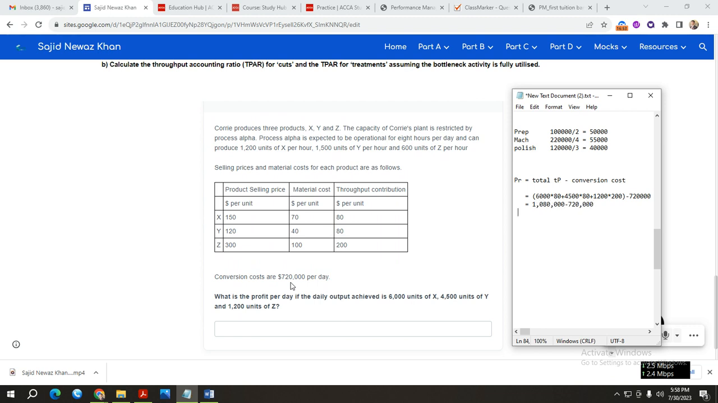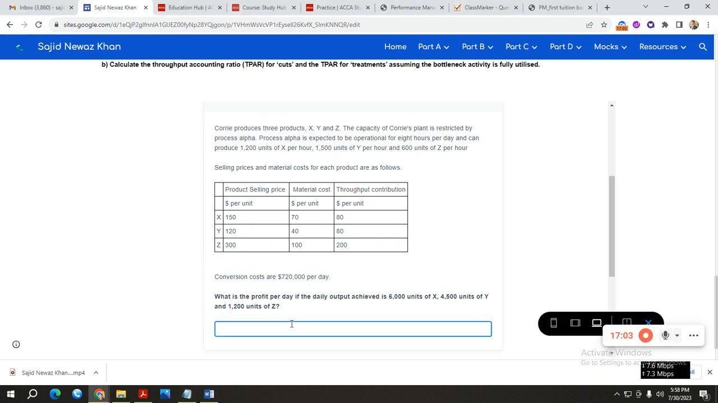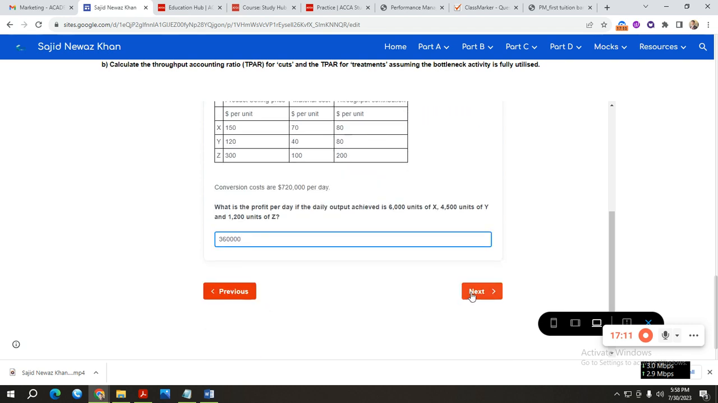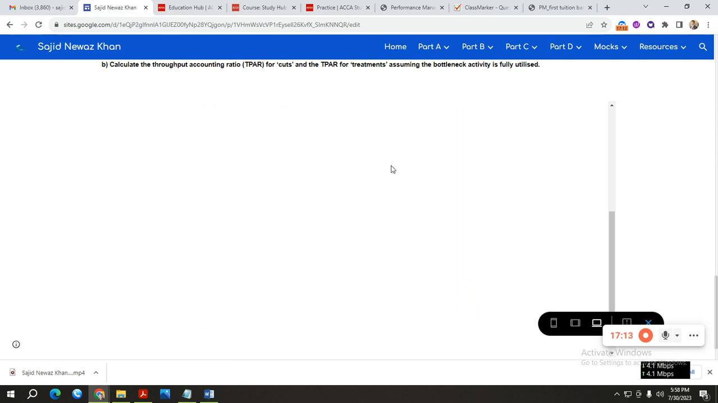So basically this comes down to how much? What is going to be my daily profit? It's going to be 360,000. Right? Let's just do this. 360,000. This is my profit per day if we can make this each day. Okay. All right. Let's go to the next one.